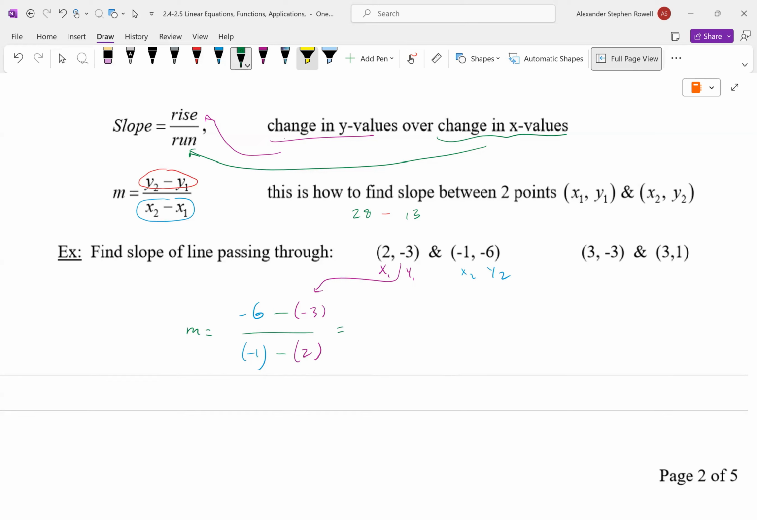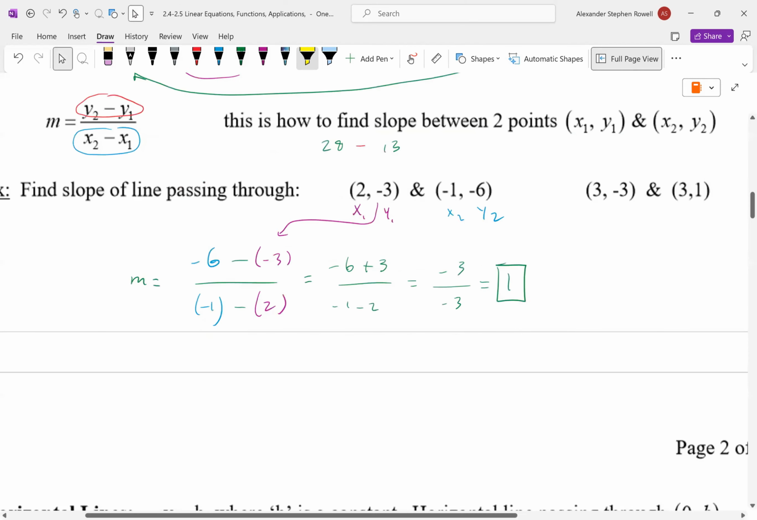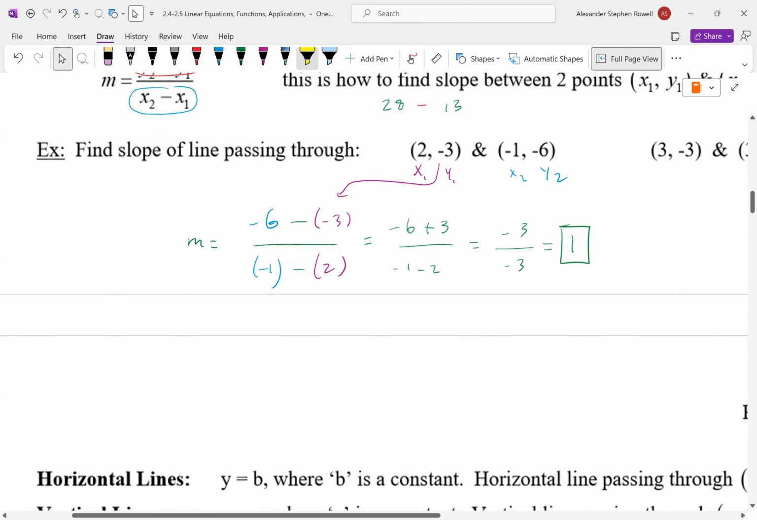Okay, what's -6 minus -3? It's -3, that's right. And on the bottom, -1 minus -2. What's -3 over -3? The slope of 1. All right, any questions about this? I have a question. What if I switch to order pairs? Doesn't matter. How would my computation be different?